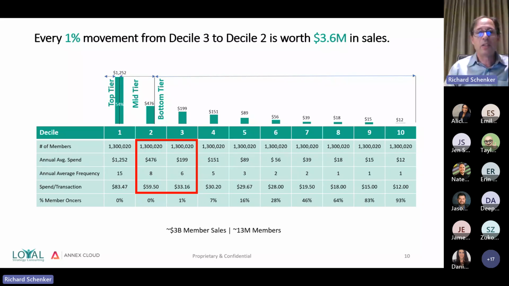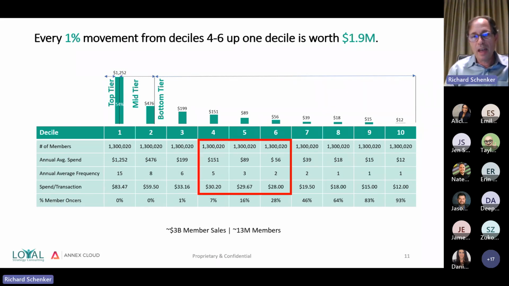And then similarly, as we go down the decile lever here, if we were to move just 1% of decile 3 to decile 2, that's worth $3.6 million. Now, that's nothing to sneeze at. It's not the 10 million that we saw, but it's also something that should be considered. Again, it gives you a guideline as to where you should make your investments.